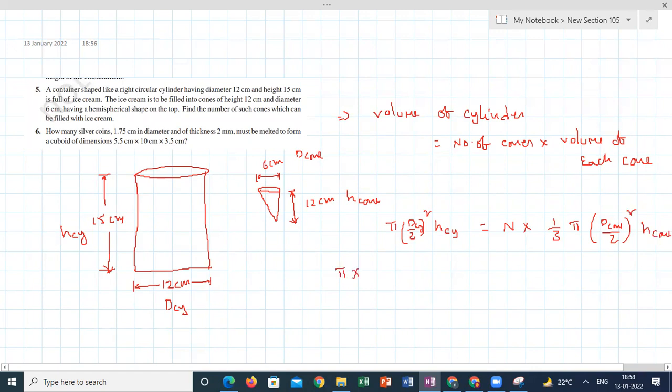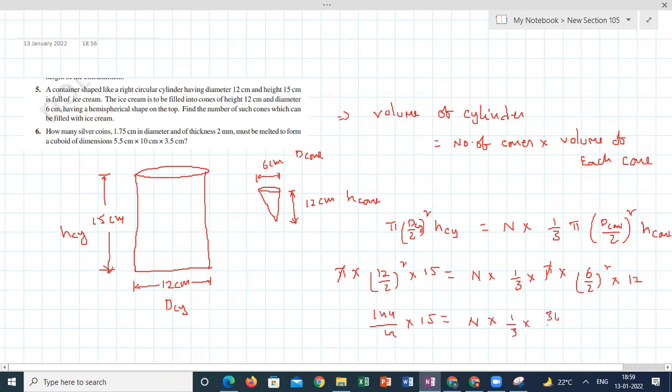So this will be pi into diameter of the cylinder is 12. So (12 by 2) whole square into height of the cylinder is 15, which is equal to number of cones into 1 by 3 into pi into (diameter of the cone is 6 by 2) whole square into height of the cone is 12 centimeter. Pi cancel. So this will be 144 by 4 into 15 is equal to number of cones into 1 by 3 into 36 by 4 into 12.